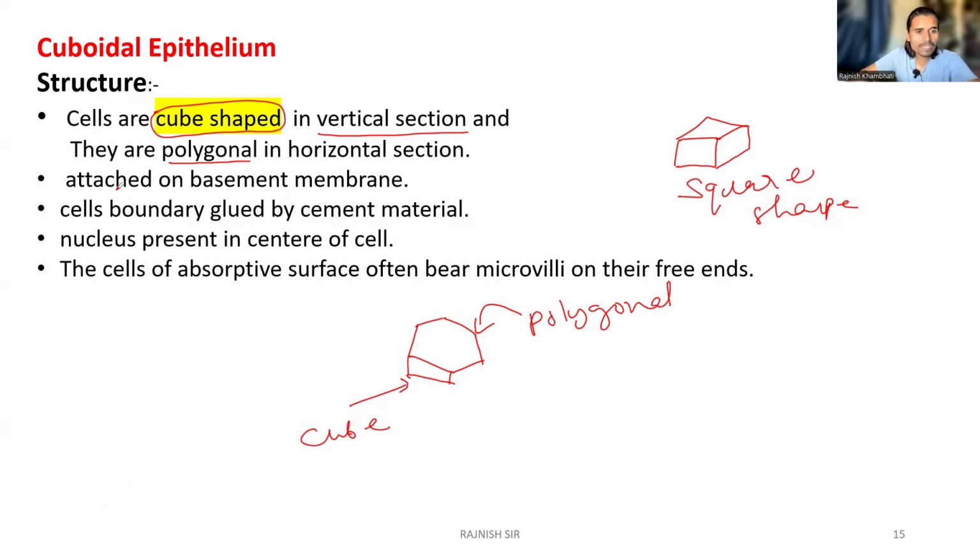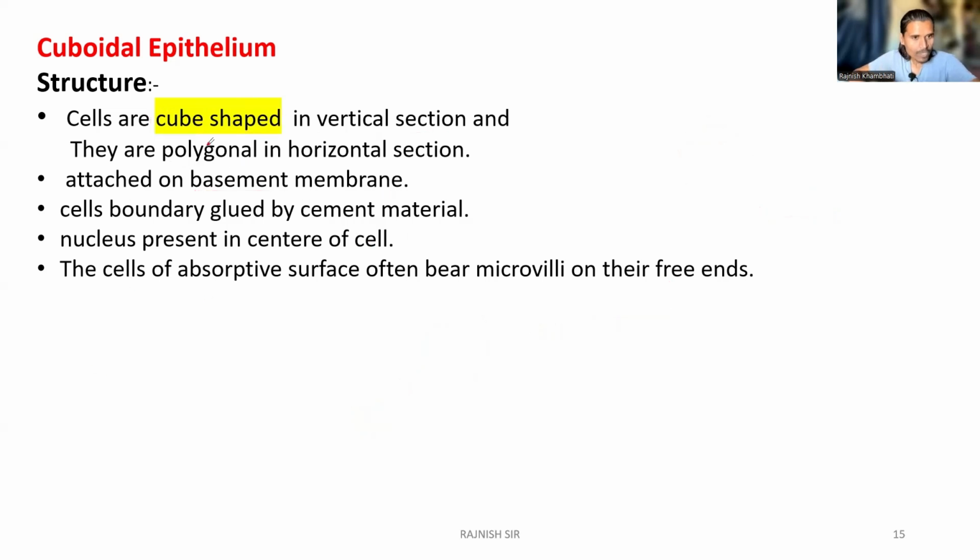Okay. Now they are attached to the basement membrane. Every epithelial tissue will be attached to the basement membrane. So again, they are cube-shaped cells in the vertical section, but polygonal in horizontal section. Section means cut. They are present on the basement membrane. Cell boundaries are glued by cement material, meaning cement material is present between two cells. And the nucleus is present in the center of the cell.